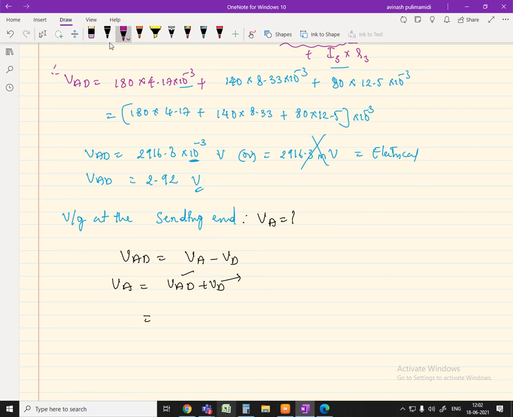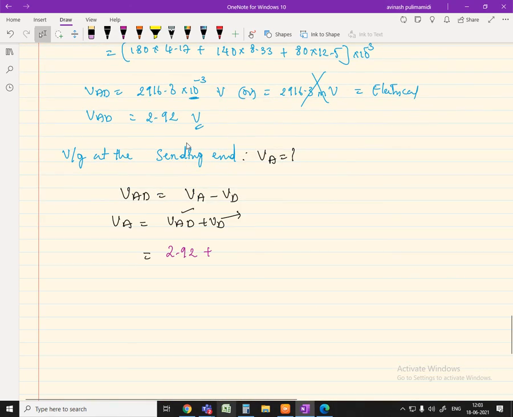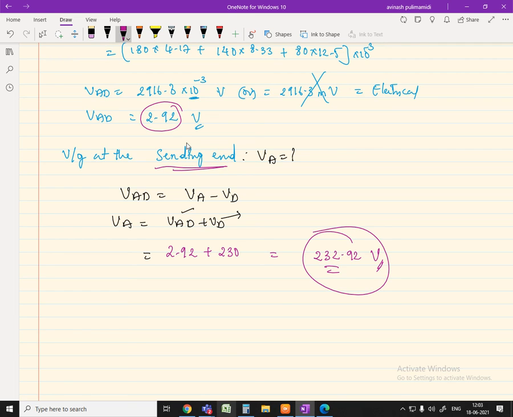Yes or no? What is the value now? VA is equal to 2.92 plus what is the value of VD? VD is how much in the given question? 230 volts. Substitute everything here. VAD is 2.92, VD is equal to 230 volts. How much value you get? 232.92 volts is the voltage at the sending end. Voltage at the sending end how much? 232.92. Hope you understood, right?